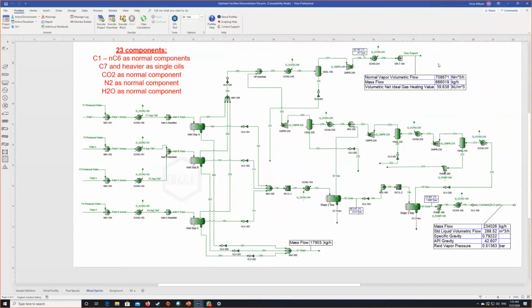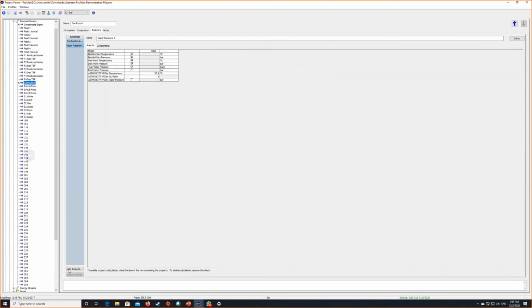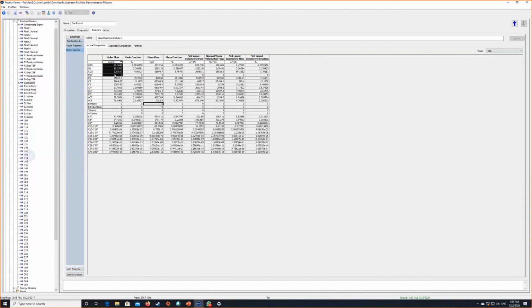Not only that, you can also figure out, okay, this is great. I have figured out how much of my gas export comes from field 1, how much of my gas export comes from field 2, but I'm not satisfied with that. I also want to know how much of the H2S in my gas export comes from field 3, for example. And that is fine, because if you hop into our gas export stream, you go to the Analysis tab, you can add a mixed species analysis. What this does is it breaks up the mixed species from just saying field 1, field 2, or field 3 back into its individual components. So in the mixed species analysis, there is our normal components for our mixed species, H2O, N2, CO2, the whole nine yards. So when we hit solve, this is the normal composition of our gas export stream in the individual components.